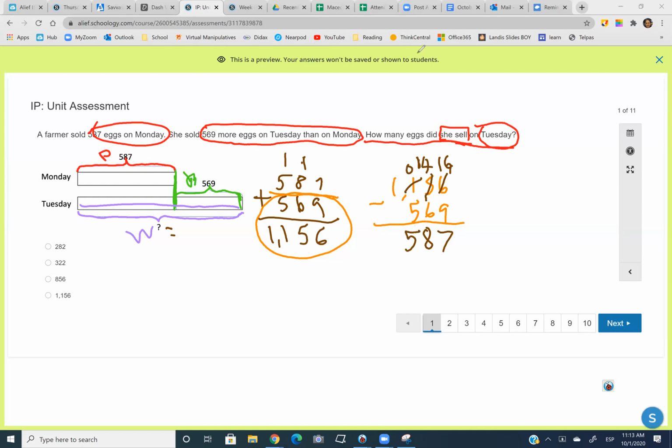5. If you notice, these two numbers are the same. 587 is the same as 587. So now I know that my whole is 1,156. And then that's my answer. So you should have clicked on this one to have that right. If you did that, then you did a good job.